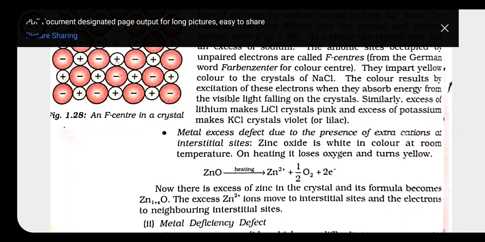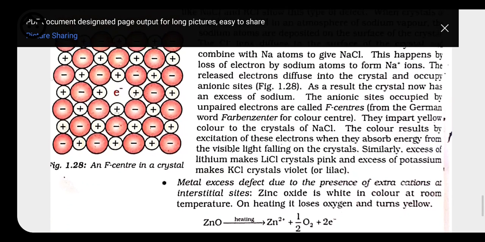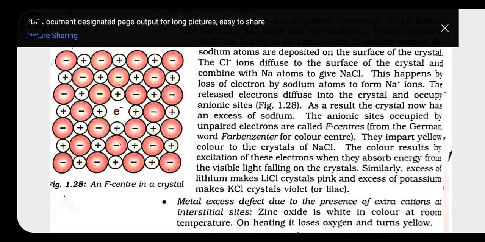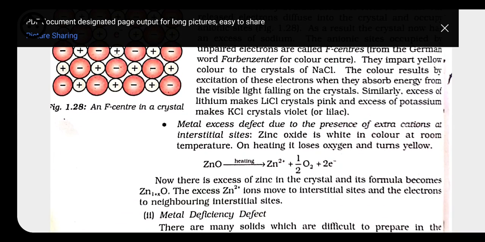When it is heated, it is going to lose its oxygen. Okay, here loss of oxygen takes place. So because of this one, we have loss of oxygen, meaning negative ion, so there is an increase, or some extra positive ion is going to add here. Because of this one, it is called metal excess due to the presence of extra positive ions.